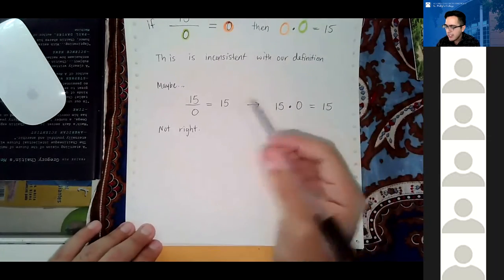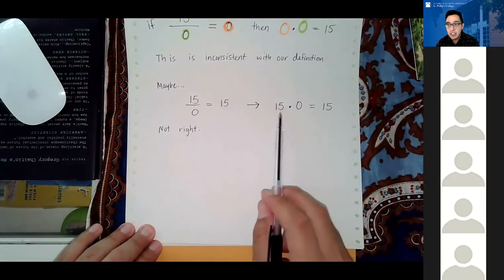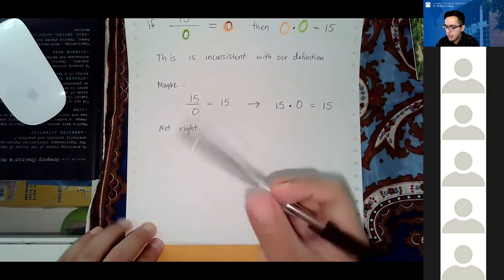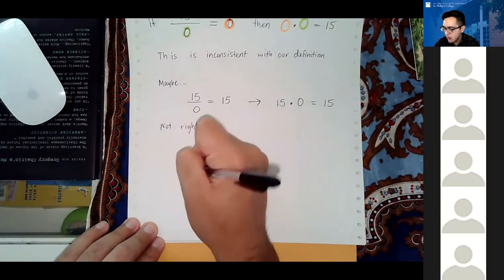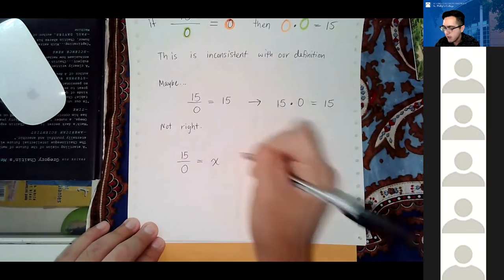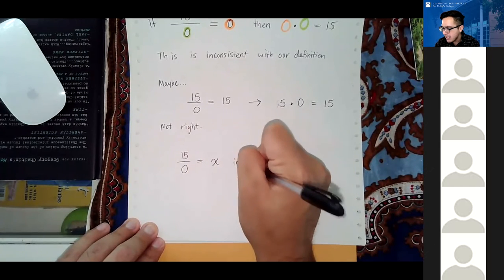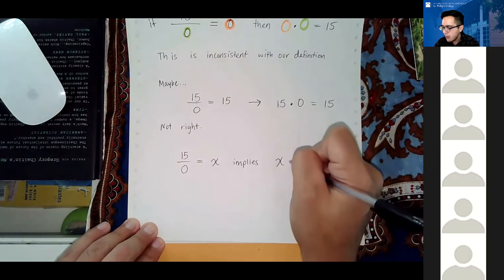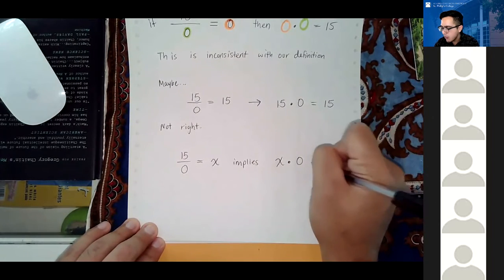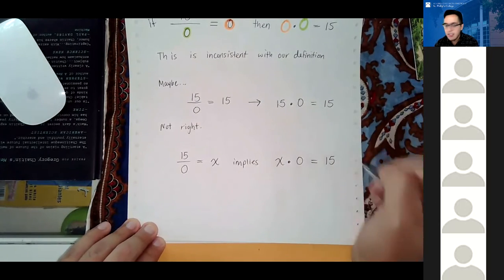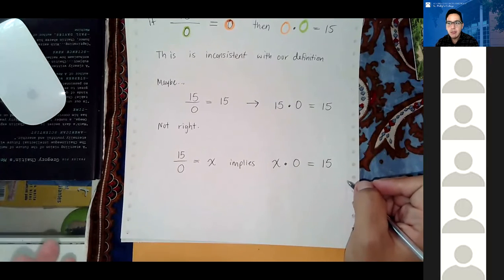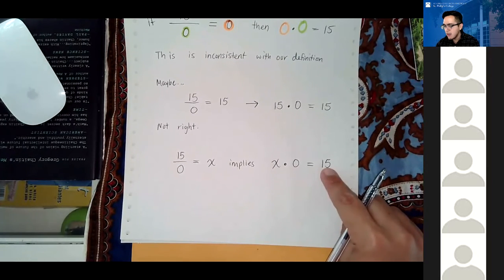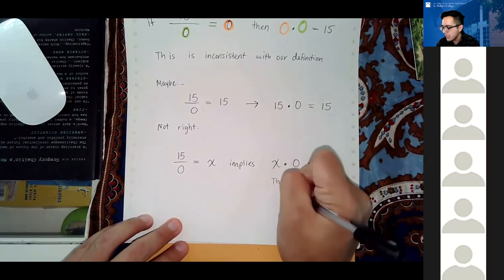So it turns out that if we're using this definition strictly, let's say 15 over 0 is equal to some number, that implies that we can think of a number x that, when we multiply it by 0, we'll get 15. But if our rule for multiplying by 0 says that anything times 0 should be 0, well, then this is never going to be satisfied.